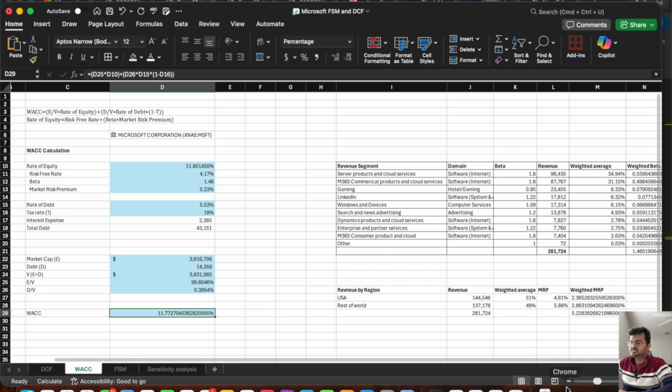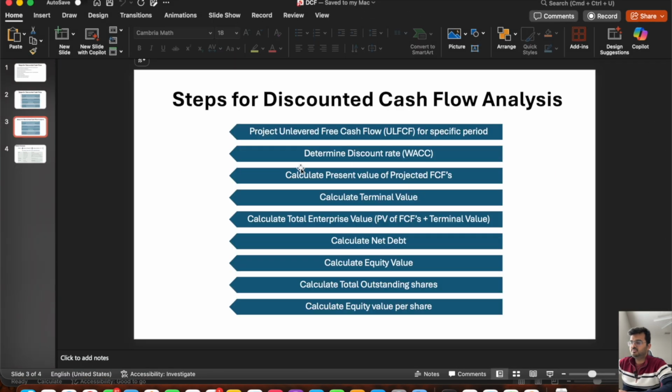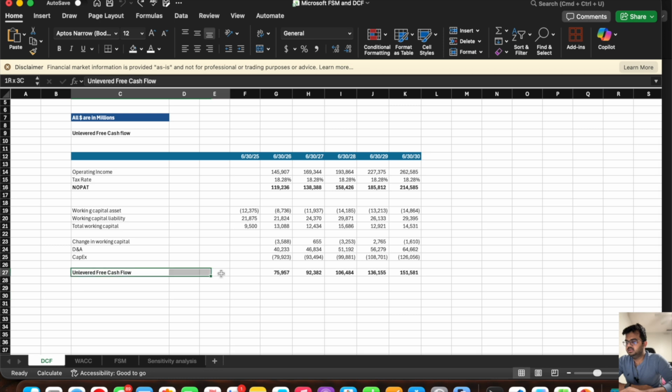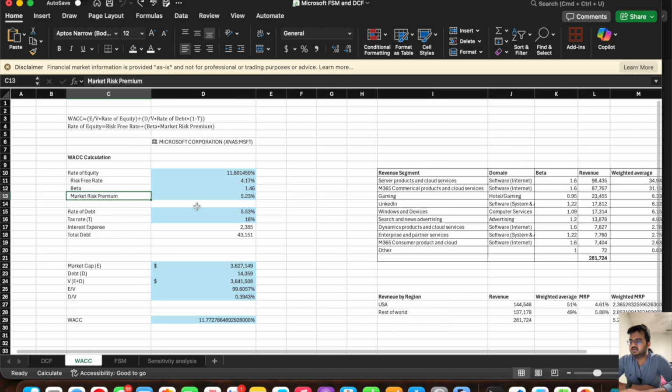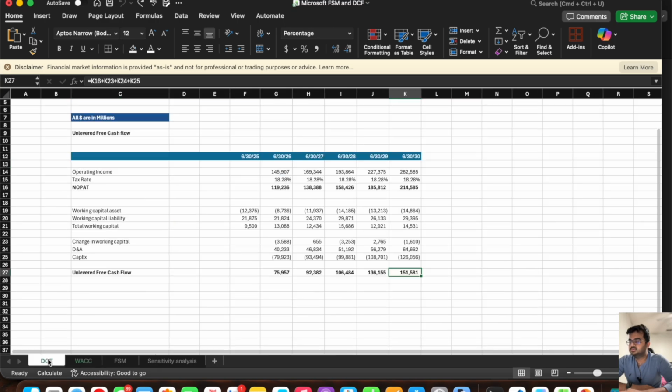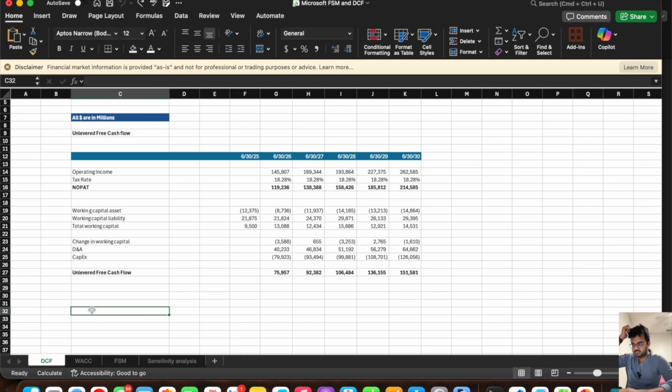Now let's use this number and go ahead and evaluate the next steps to get the equity value per share. To remind you, we have calculated the unlevered free cash flow for the next 5 years. But we want to know, as of today, what is the worth of this free cash flow. Yes, by 2030 they could generate $151 billion, but as of today that might not be the same value. So what we are going to do is apply the discount rate, that is the WACC we have calculated, 11.7 percent, and get what these numbers are valued as of today. So we'll get started.